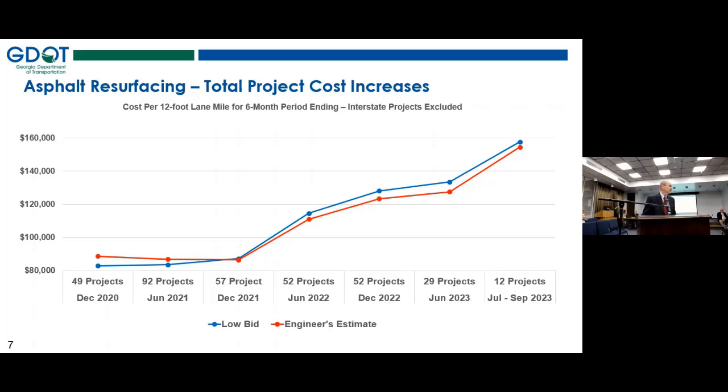So does this represent an almost doubling of costs in those 3 years? Yes, ma'am. Yes.